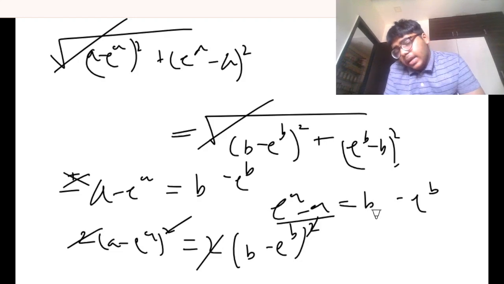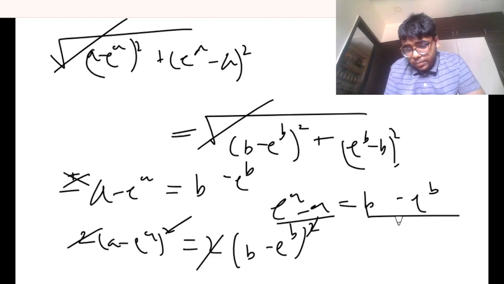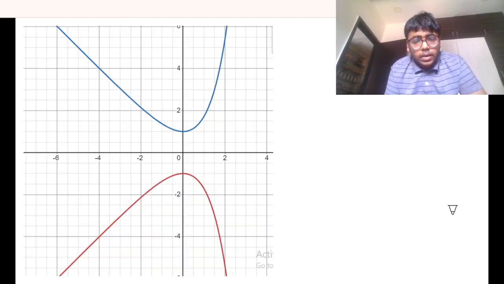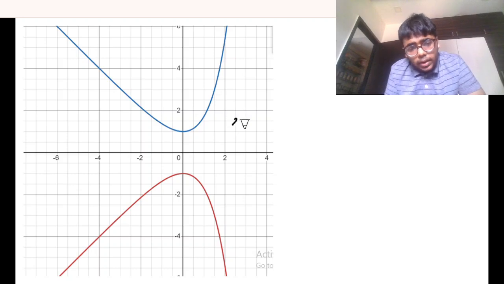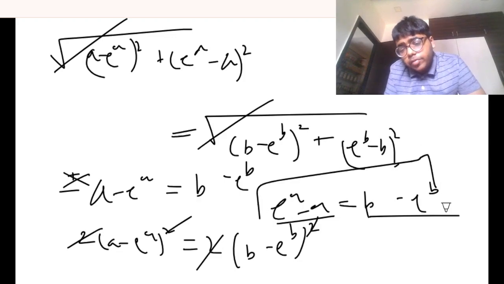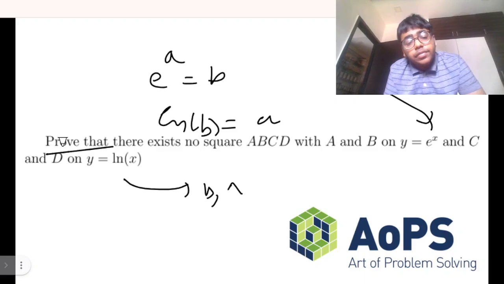This function is strictly increasing in one range, and this function is strictly decreasing in the same range, right? Which means they will at most meet once. As you might notice, they don't. This graph is for e raised to x minus x, and this graph is for x minus e raised to x. As you might notice, there is no particular value where these both meet, which means there exists no pair (a, b) such that this is true, and hence there exists no square ABCD.